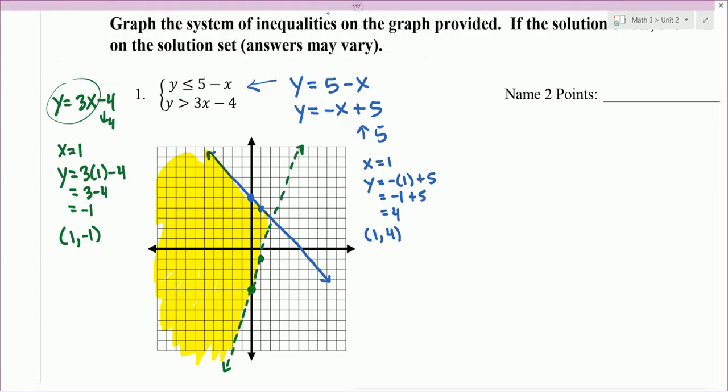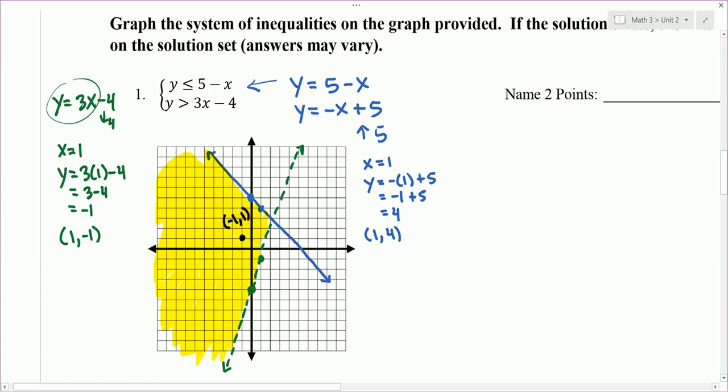Okay, for example, let's pick an easy one. Say right here. That point is at negative 1, 1. Okay, that's a solution to this system. We have two things. We got y is greater than or equal to 5 minus x. And then the second one is y is greater than 3x minus 4. So I'm claiming that negative 1, 1 is a solution to this. We can check.